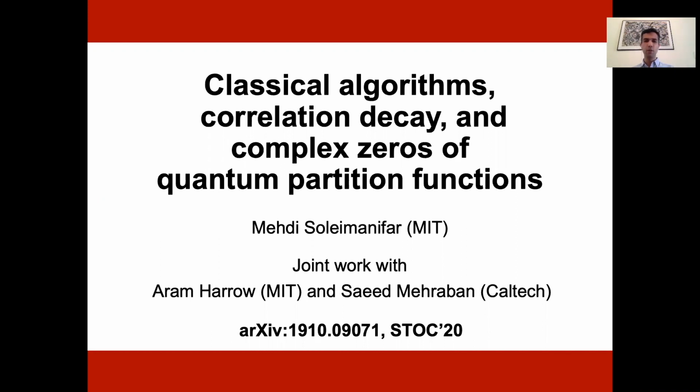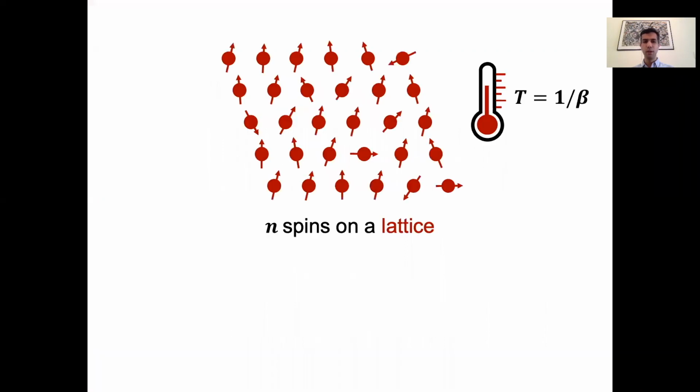I'll talk about the joint work with Aram Harrow and Saeed Mehraban, which is mostly about the partition function of quantum many-body systems. So let me begin with telling you about the setup. A topic that both in physics and computer science is studied is the spin systems, where you have n spins arranged on a lattice at a fixed temperature that we usually work with its inverse, denoted by beta.